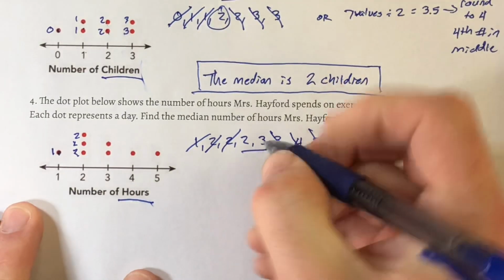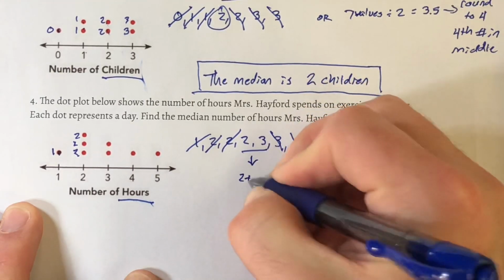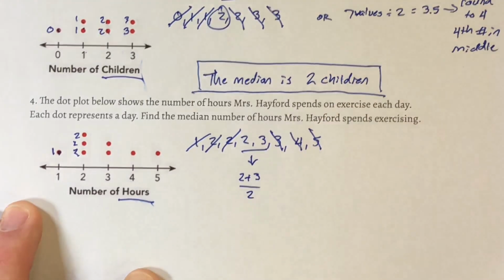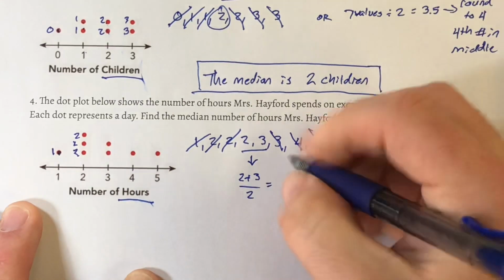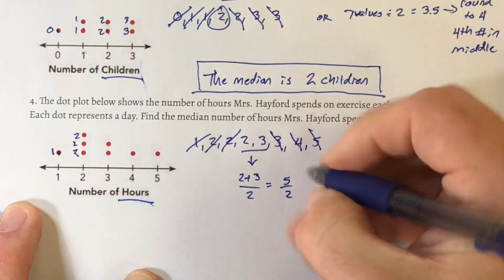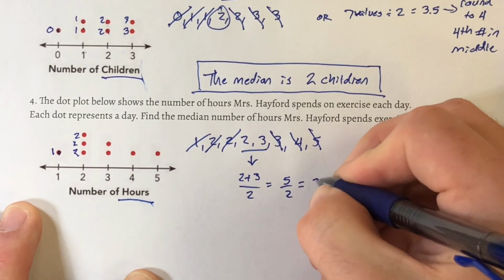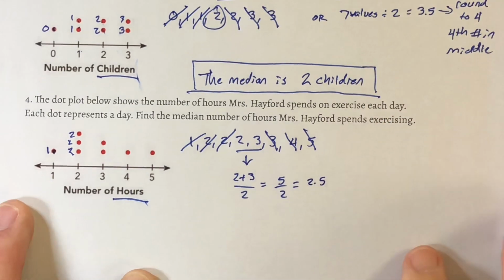What do I do? I'm going to add them. So 2 plus 3, divide by how many there are, 2. So 2 plus 3 is 5. Divide by 2, and I get 2.5.